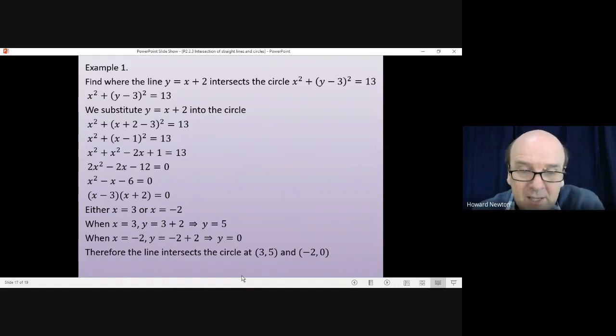Therefore, the line intersects the circle at the coordinates we've just found. So x equals 3, y equals 5, and x equals minus 2, y equals 0.